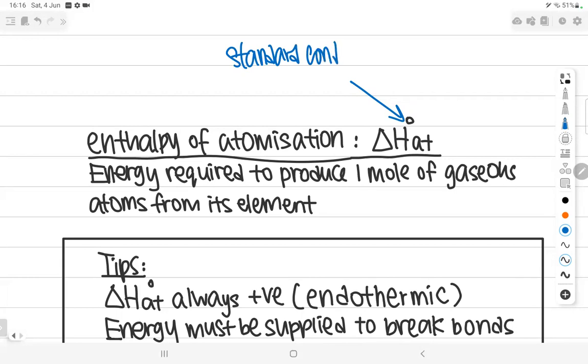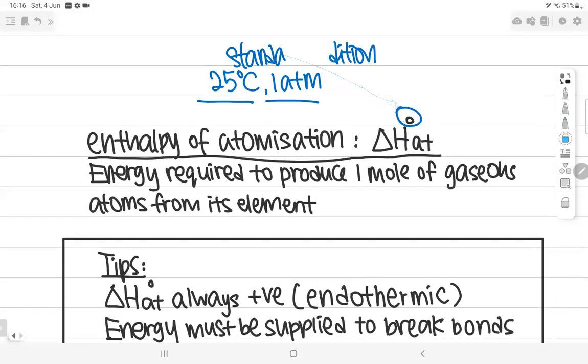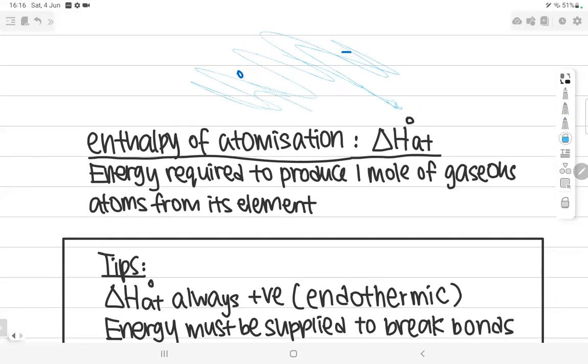Let's do a quick revision. What do we mean by standard condition in chemistry? Temperature must be 25 degrees Celsius. The pressure must be 1 atmospheric pressure. So we do the experiment and carry out the calculation at this temperature and this pressure. That's why it is under standard condition. Make sure everyone knows the symbol for this.